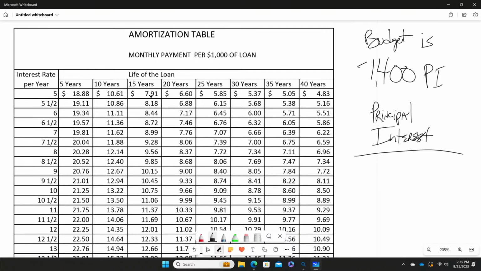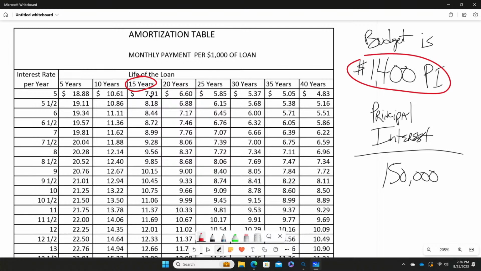So if the buyer's budget is $1,400 a month, and the question says that they want to get a 20-year loan, and they are looking at a $150,000 property. I think they want to get a 15-year note. Okay, I think this number is kind of close, and 15-year.